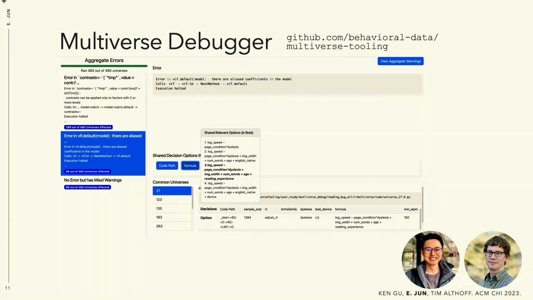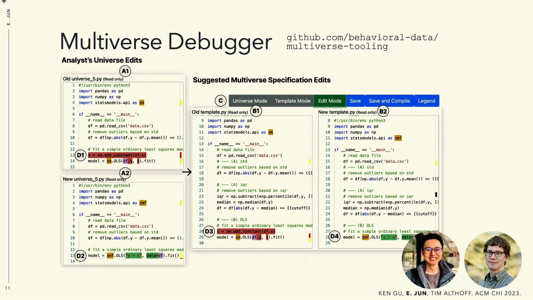The first is an aggregation of the common errors across the entire multiverse. By quickly diagnosing possible bugs, we can stop the running of the multiverse analysis and allow the analyst to fix a specific analysis bug that then gets propagated to the entire multiverse analysis in the second interface.